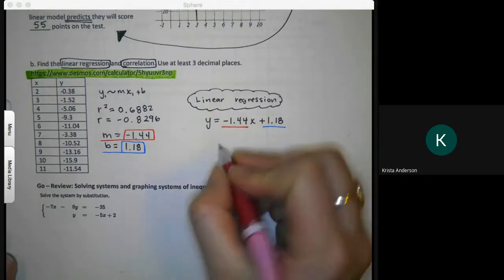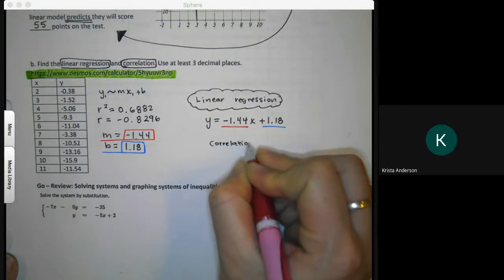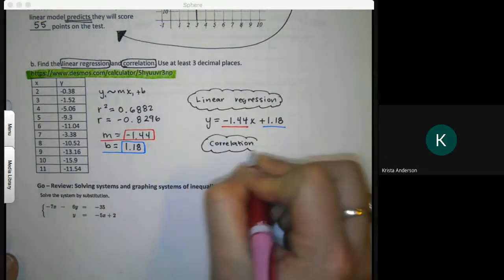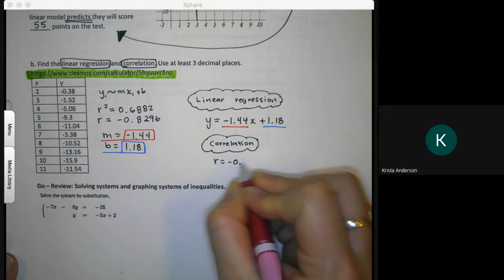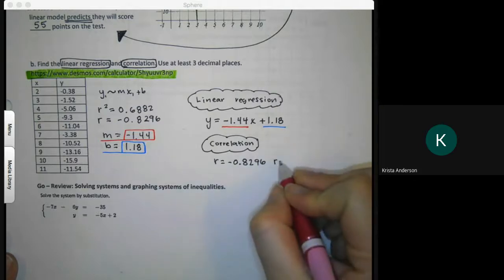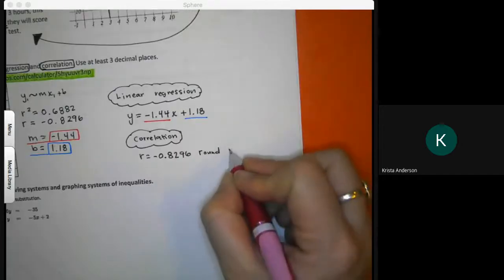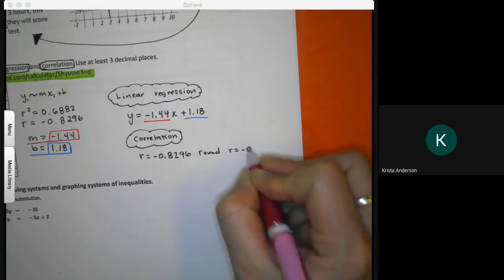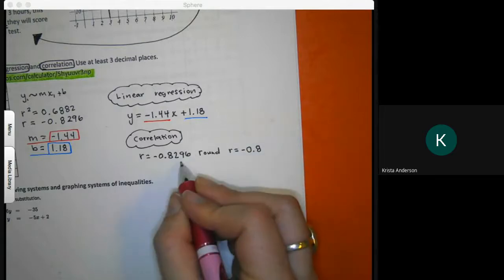It then asks for correlation. Correlation is r equals negative 0.8296. And if I need to round it, I would say r equals negative 0.86, would round 9 up, which would make it 10, which would make this a 3.